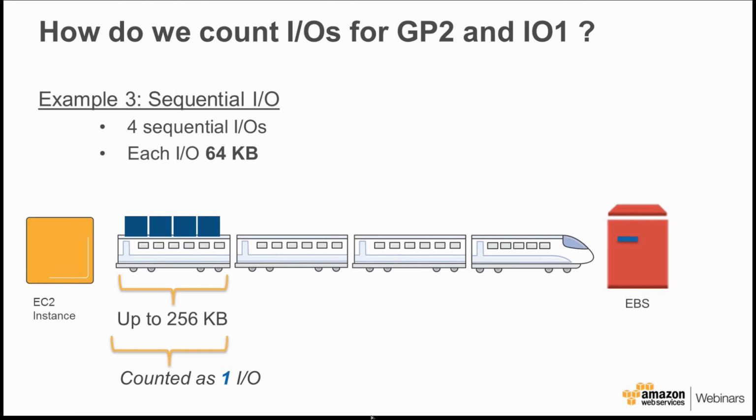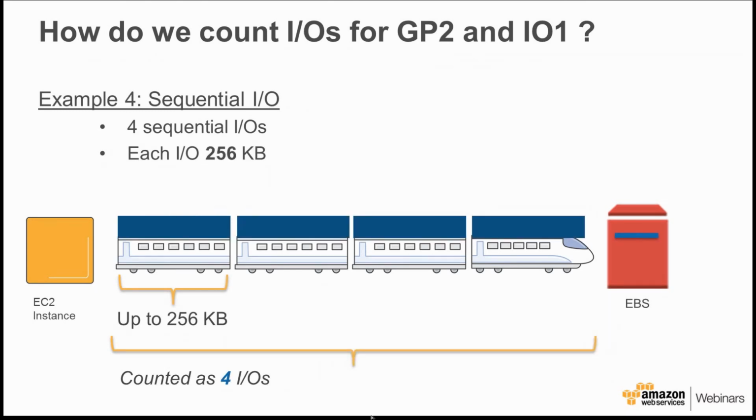In this example, we're switching things up. Say we have 4 sequential I/Os from your application going to disk, and they're all 64 kilobytes in size. These are sequential instead of random. In this case, when possible, EBS will merge them together and count them as a single I/O. We can merge all 4 sequential 64 kilobyte I/Os into one car and send it to disk, and we count it as 1 I/O. Similarly, if we're sending 4 sequential I/Os that are 256 kilobytes in size to your EBS volume, we fit each of them into one car and send them to your EBS volume and count them as 4 I/Os.